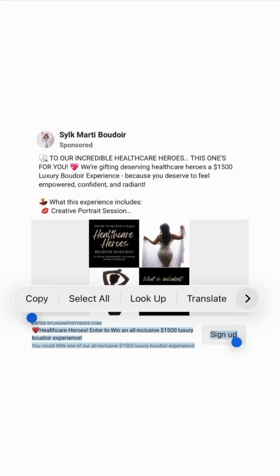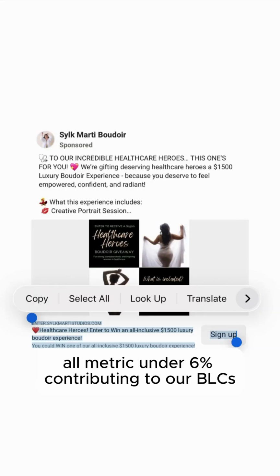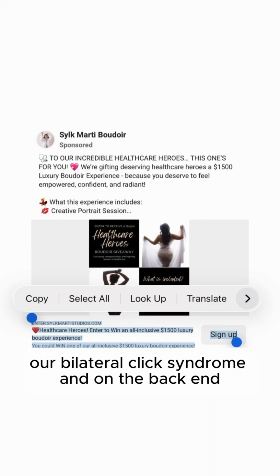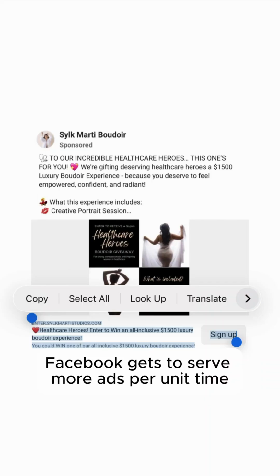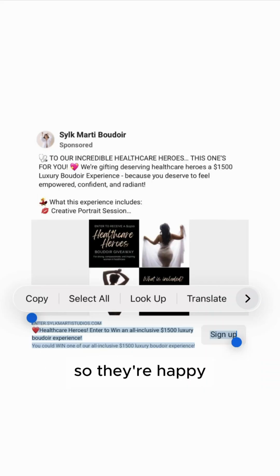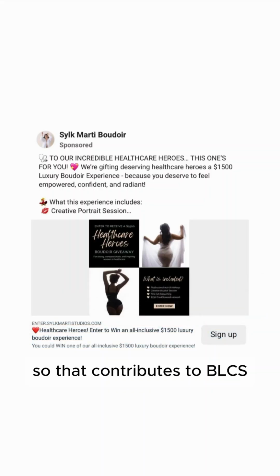And pulling down our unique CTR all metric under 6%, contributing to our BLCS, our Boudoir low click syndrome. And on the back end, Facebook gets to serve more ads per unit time, so they're happy. And we got fleeced. So that contributes to BLCS.